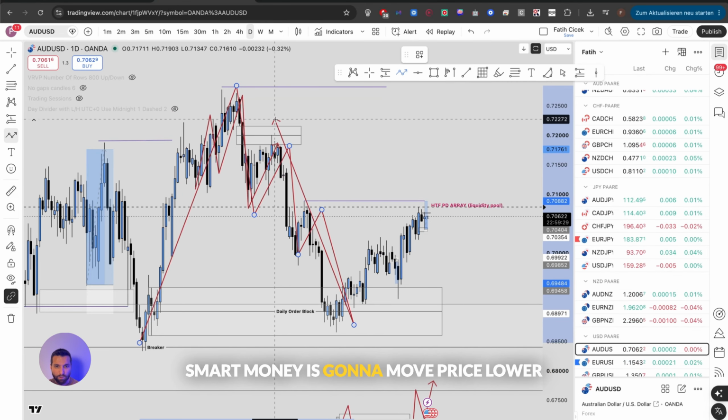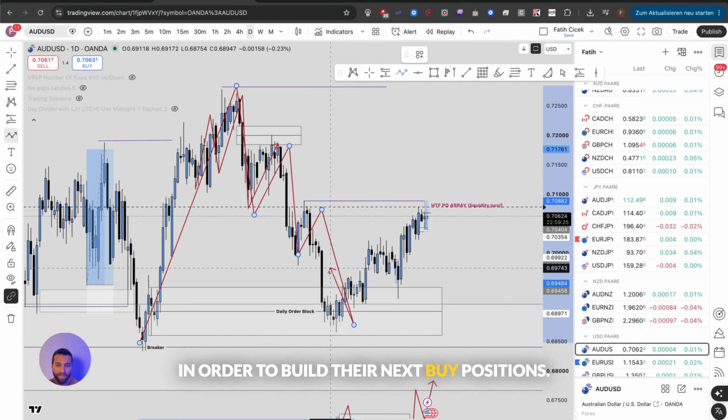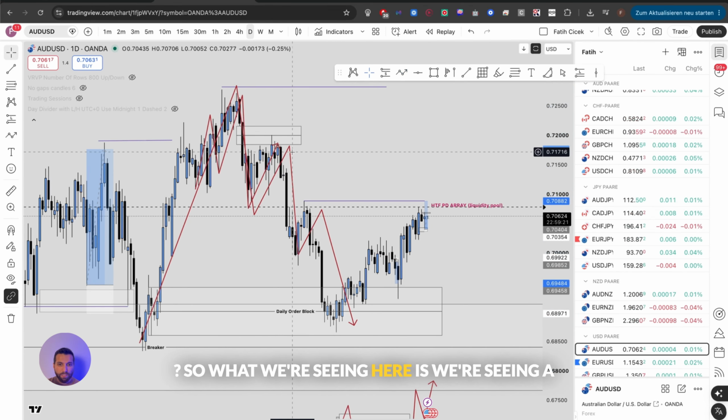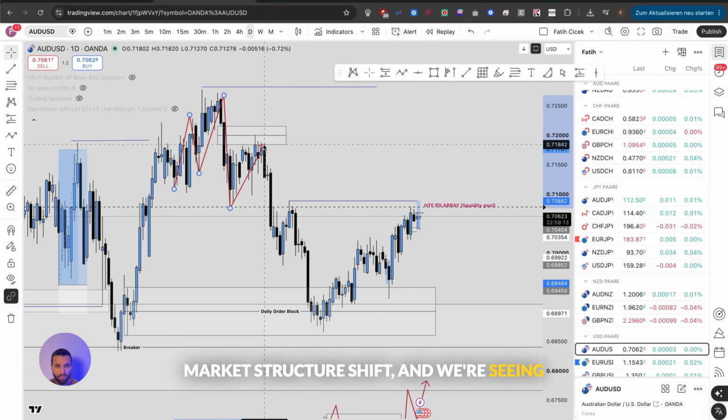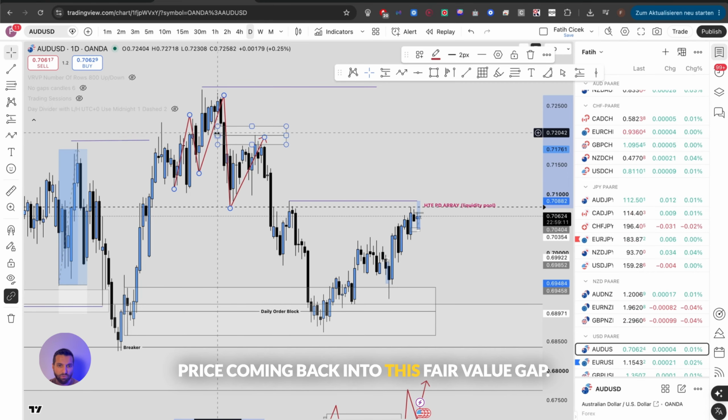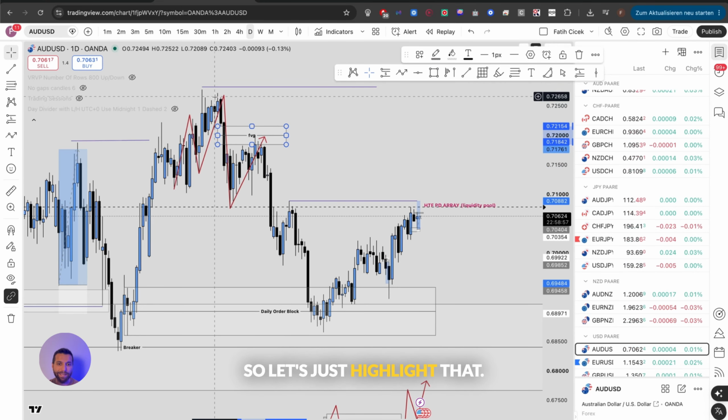Smart money is going to move price lower in order to build their next buy positions. So what we're seeing here is a market structure shift, and we're seeing price coming back into this fair value gap. So let's just highlight that.